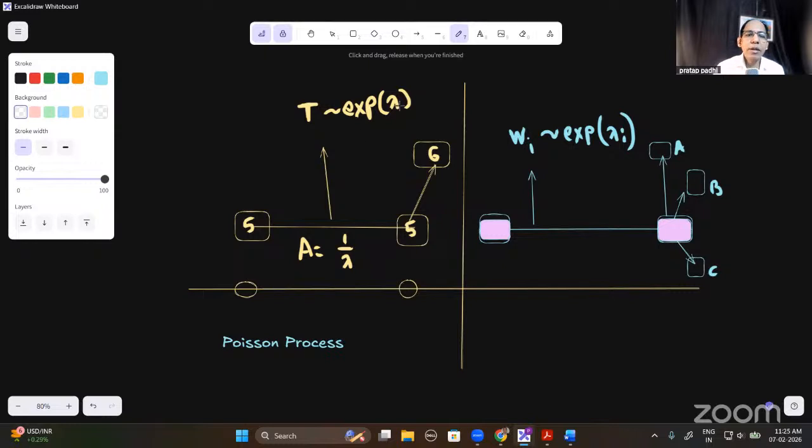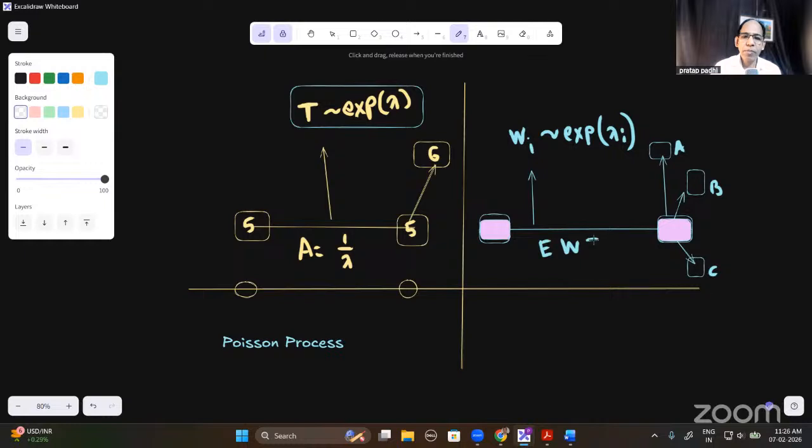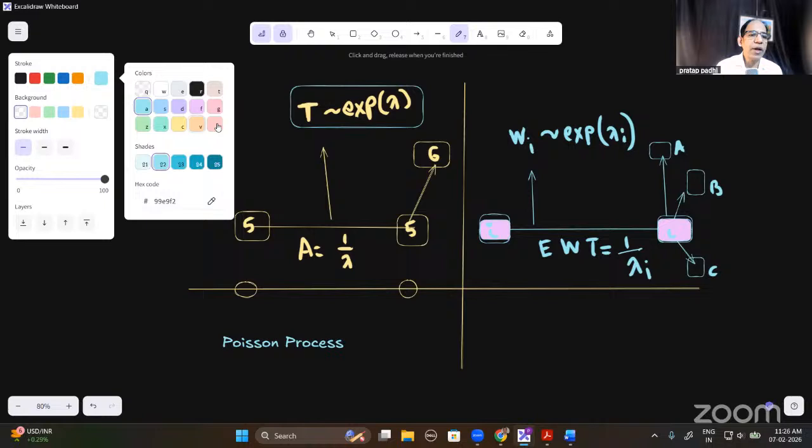Here lambda i was not there, because remember, in the Poisson process, in the base form, we always accepted that the rate is lambda. It's the same. So in that case there is only one kind of transition, one increment. So this is constant now, but here the lambdas will change. The expected waiting time will be equal to 1 upon lambda i in the ith state. This is the ith state, so here it is staying continuously in the ith state.